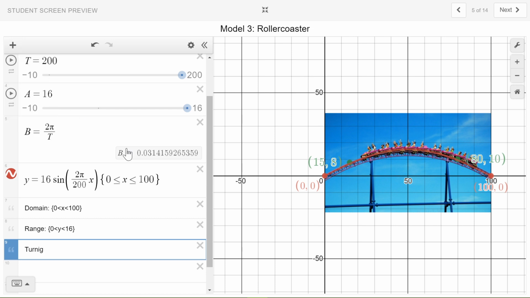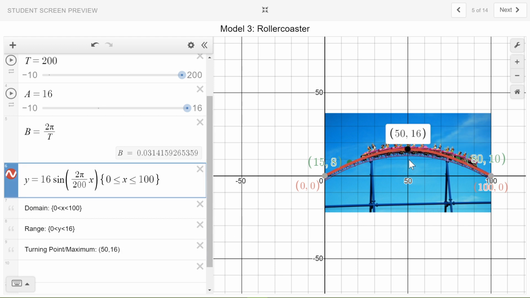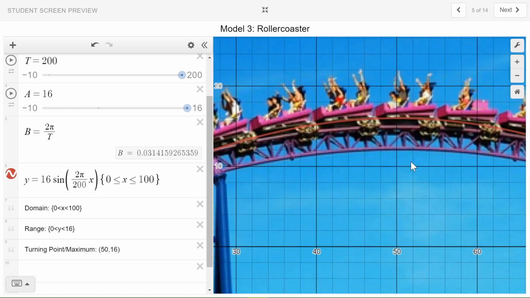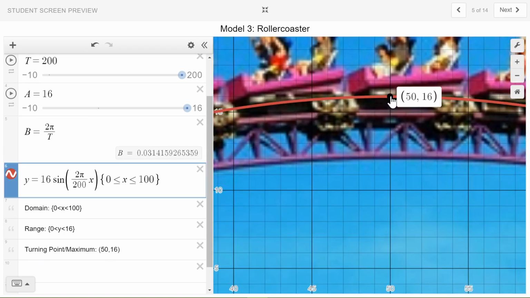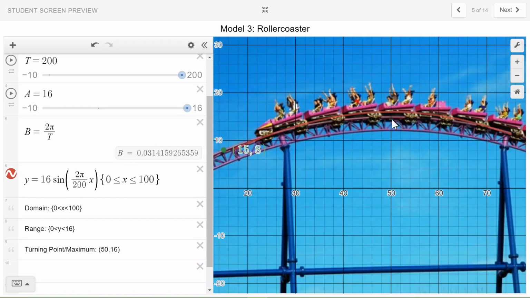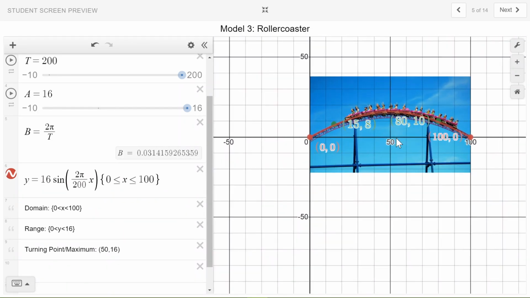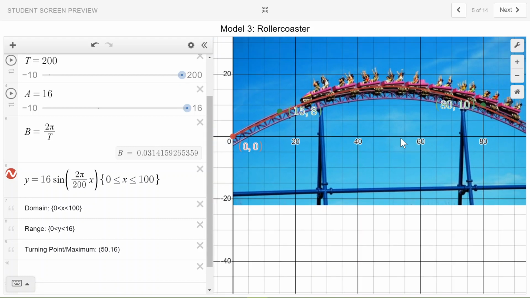Turning point, maximum in this case, is at (50, 16). How do I tell that? I click on here and (50, 16), if I zoom in, is exactly where the top of that is. Right? It's a little off. Maybe I should go down a little bit. Maybe I should change it to 15. But you know, if I want, I could.